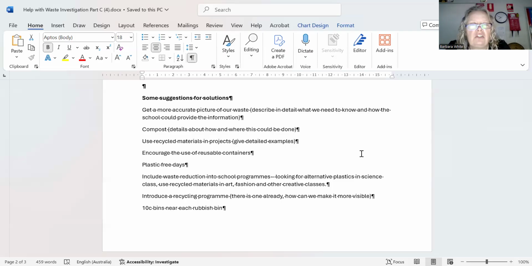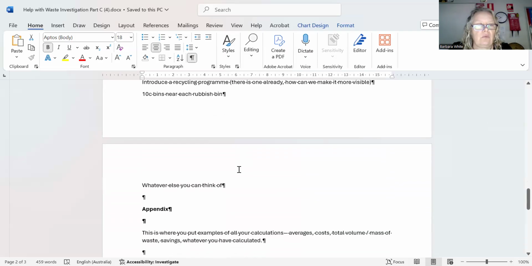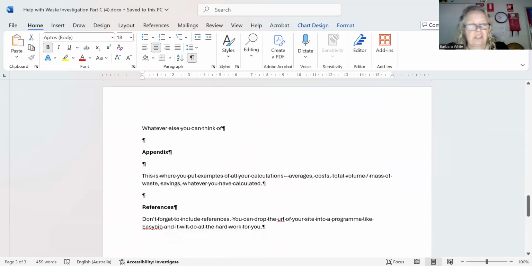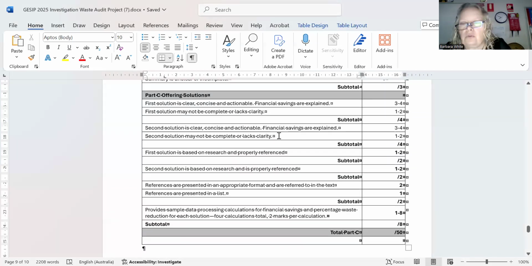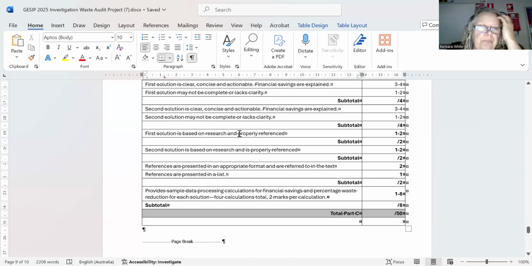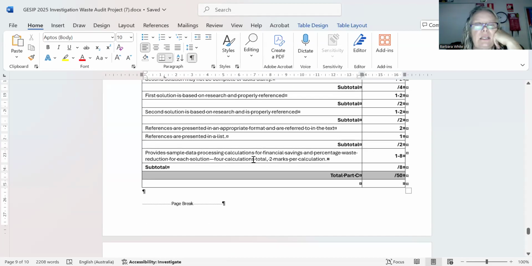But whatever suggestions you make, let's have a look at the marking key again, because you should always be looking at your marking key when you're doing this kind of thing. So the solutions have to be based on research, which means you have to look for somewhere where it's been done in the past. And then see down here, you've got to provide sample calculations for financial savings. If paper and food rubbish is 40% of our bins, then you show me how that can save 40% of the money for the school.